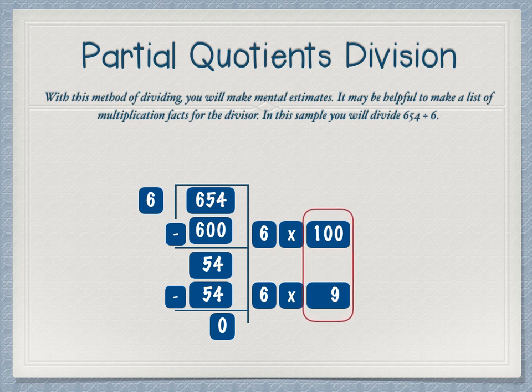Now go ahead and take a look at our two partial quotients. We have 100 and we have 9, and when you add them together, that gives you a total of 109. So 654 divided by 6 equals 109.